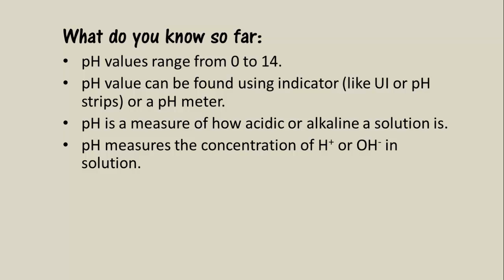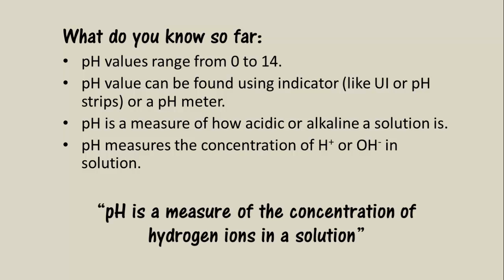These are common descriptions of pH, but only the last one comes close to a definition of what pH is. The correct definition of pH is this: pH is a measure of the hydrogen ion concentration in a solution, where the H stands for hydrogen.